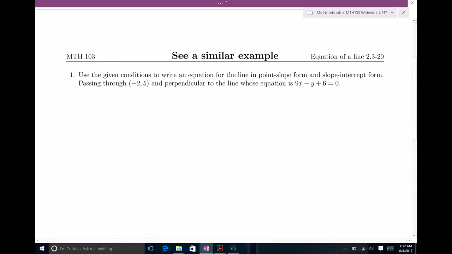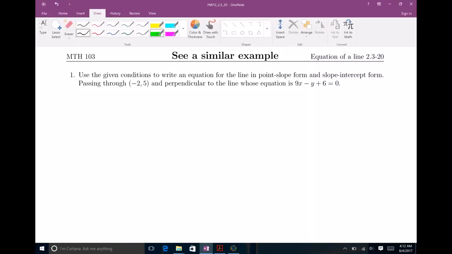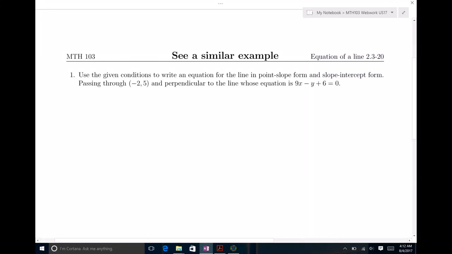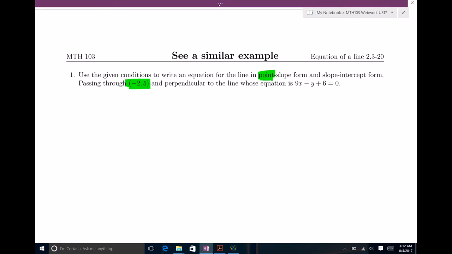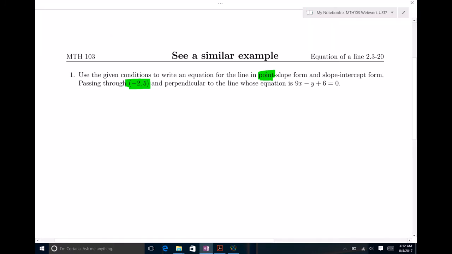Now I need to use the conditions given to write an equation in the point slope form. So first thing I'm going to notice is that I'm given that it passes through the point -2, 5, which means I already have the point part of the point slope form. But what I need to do is find the slope.